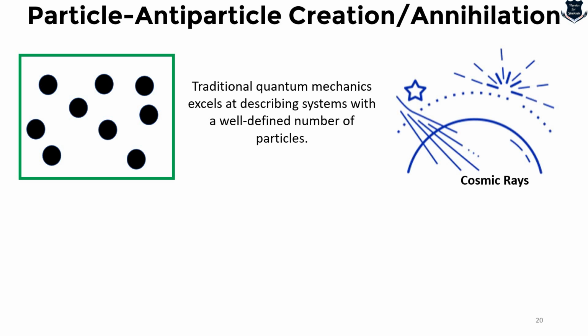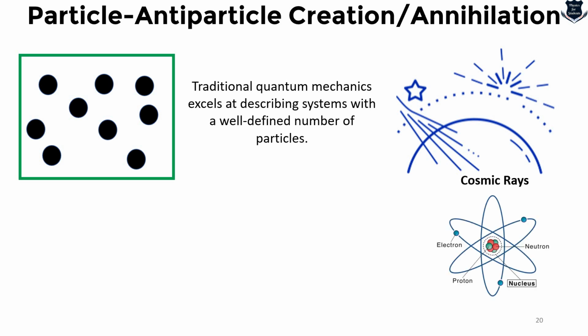Now cosmic rays are high energy particles originating from outer space that constantly bombard the Earth. Now when these cosmic rays collide with the particles or with the nuclei of Earth's atmosphere, they create a lot of secondary particles through high energy interactions.